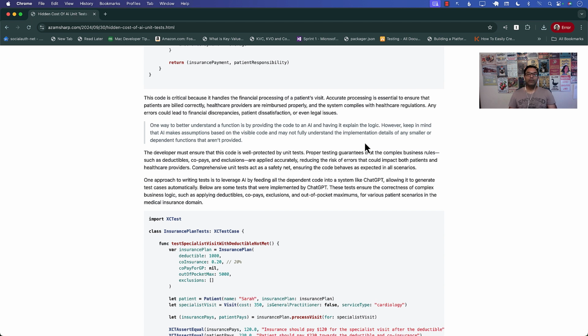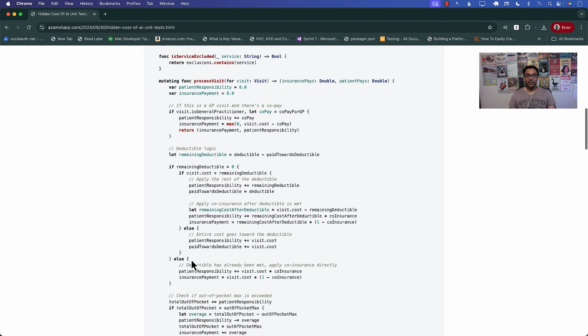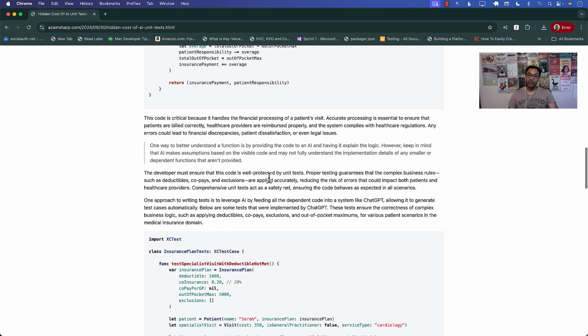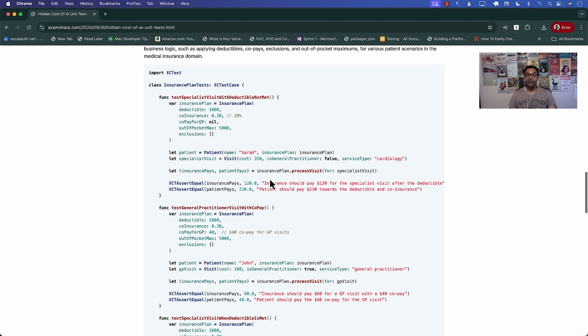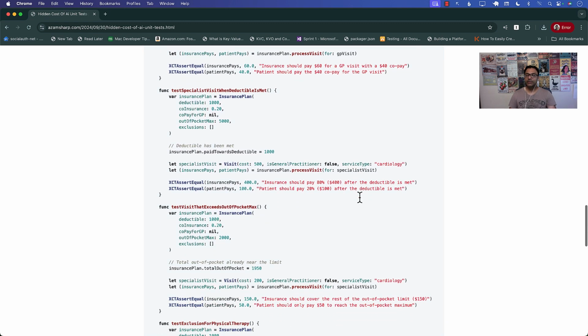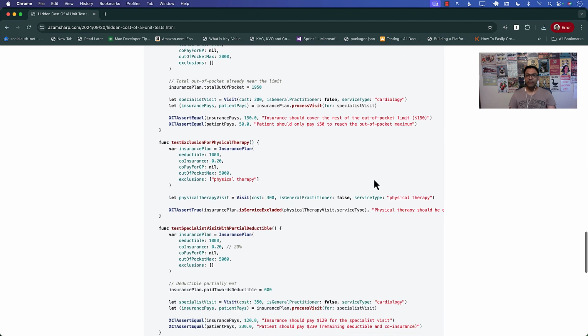But what if you are not writing these very important domain level tests manually? You can just use this function and the associated or dependent code and ask ChatGPT, and it can create some tests for you. You can see these tests are created by ChatGPT. They look fine. I mean, if you run these tests, they will probably pass.